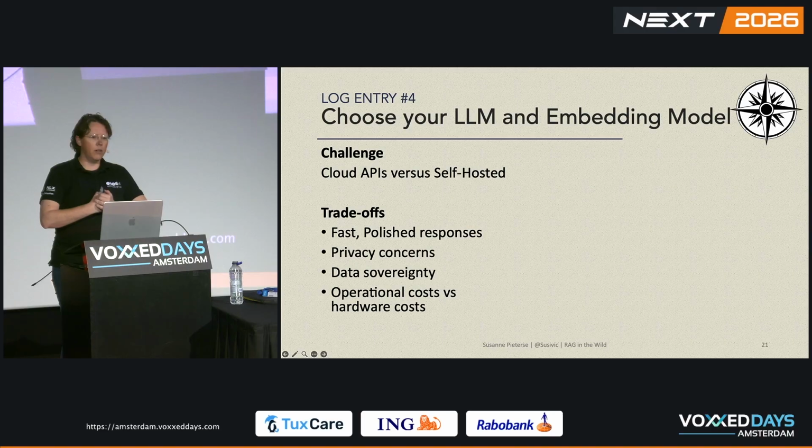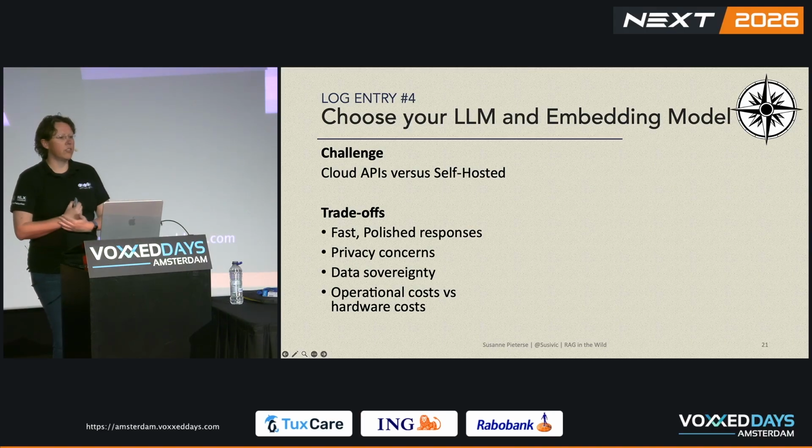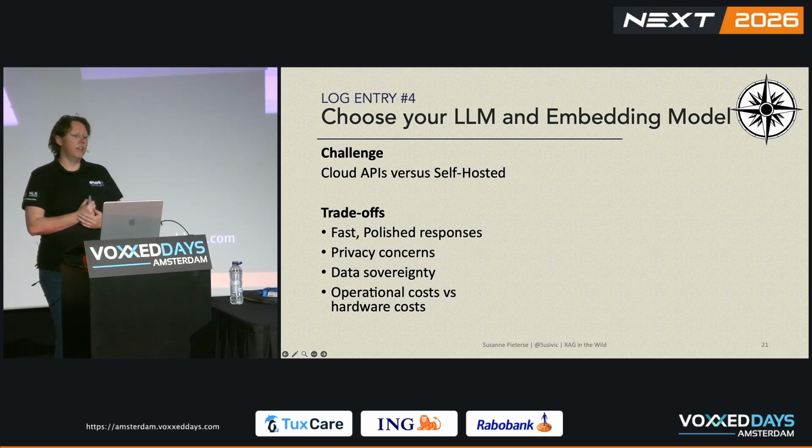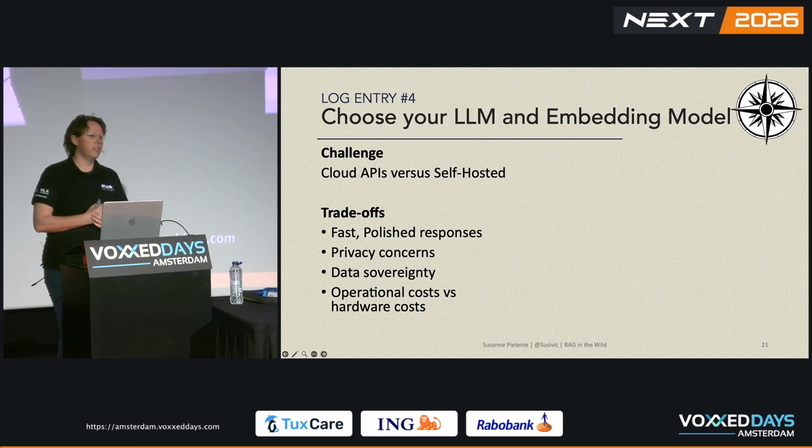Fourth, choose an LLM embedding model. In both cases, we started out with the Cloud API. That worked fast, it was good answers, but our clients find it very important that data sovereignty, for example, they don't want to send private information to a public cloud, or big tech clouds.